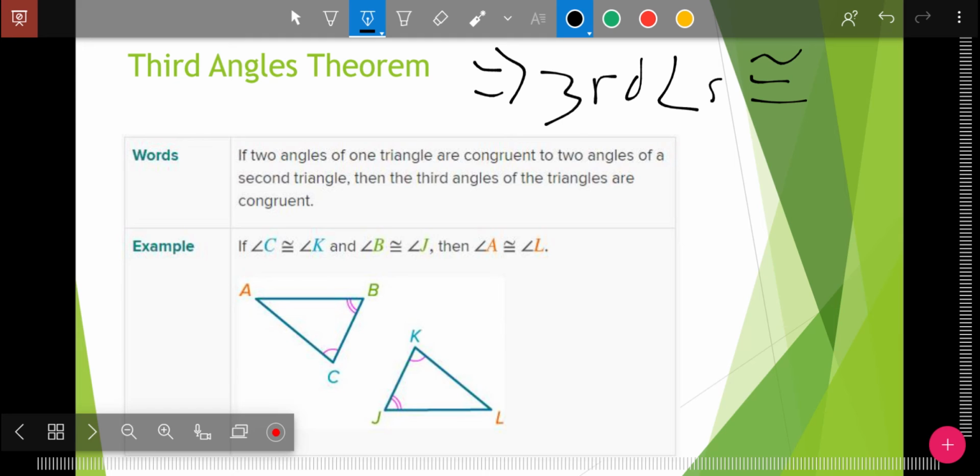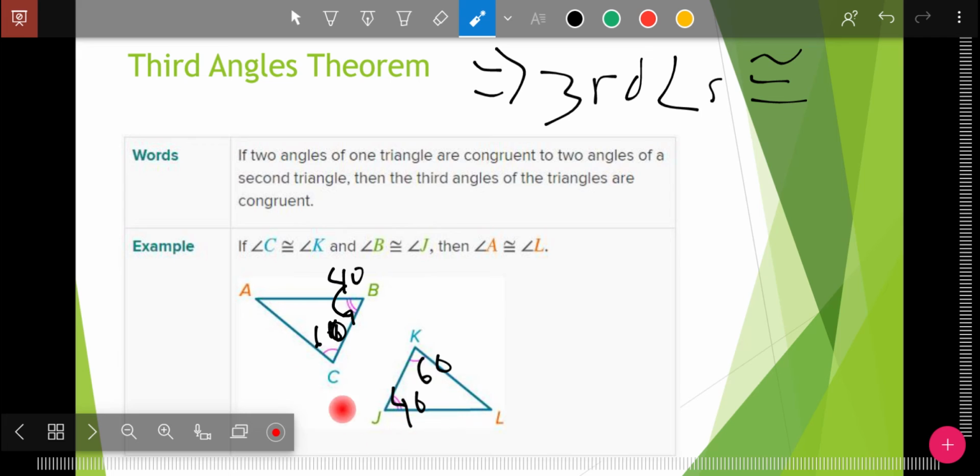Now let's talk about why real quick. Let's say this angle is 60. C is 60, that means K is 60. And let's say B is 40 here. That means J is 40. Well, how many degrees in a triangle? 180. These add to 100, so A here would have to be 80. These add to 100, so L here would have to be 80.